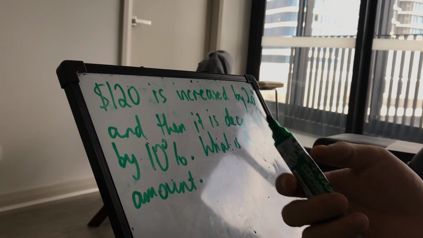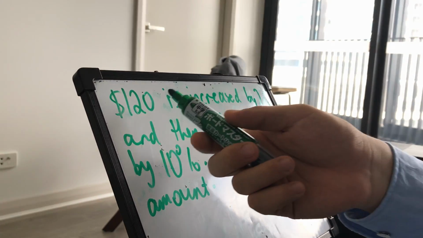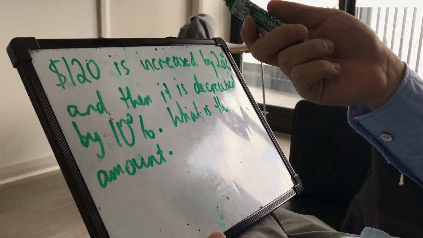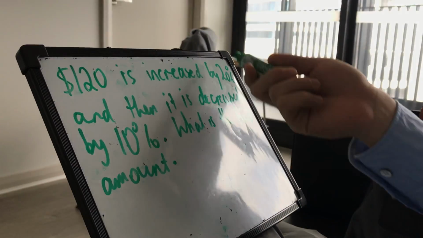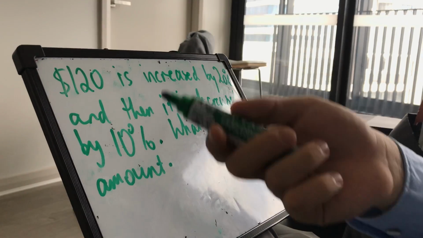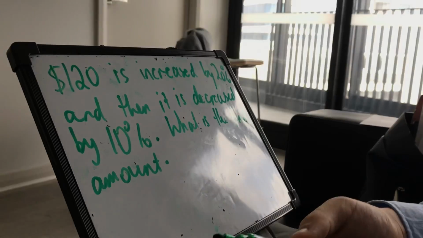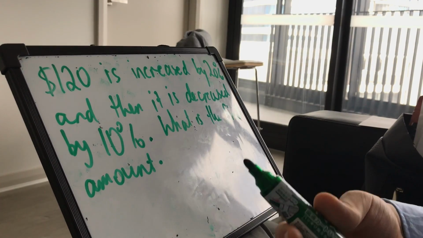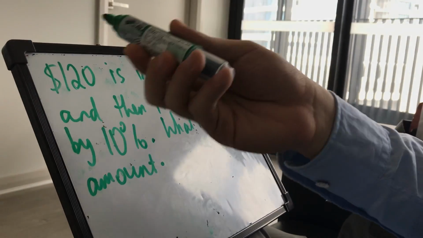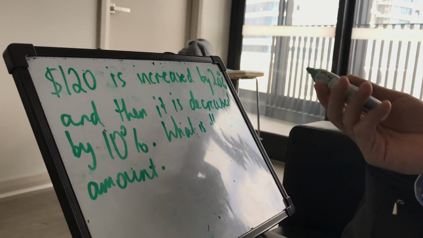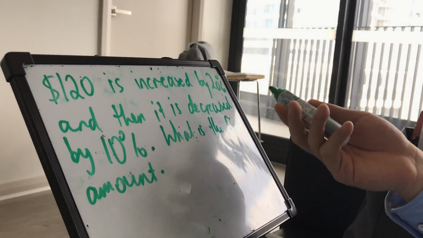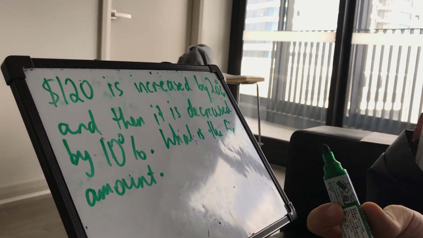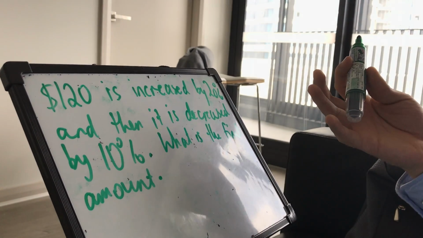Okay, so usually it's a toss up between the possibility of increasing $120 by 20% and then decreasing it by 10% of the increased amount, or decreasing it from the original amount. And usually people would consider the first one to be right and the other one to be wrong. So it's a little bit of a trick question, okay? And the question isn't completely right.